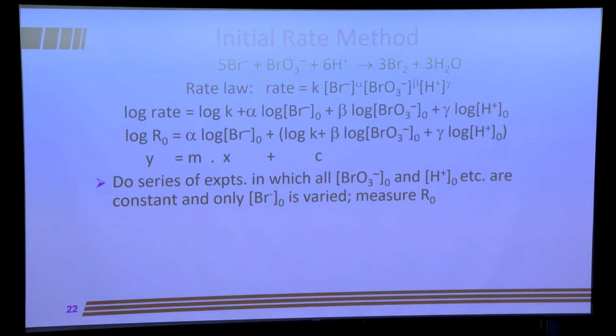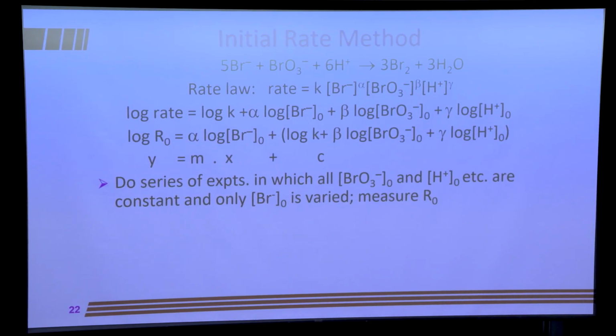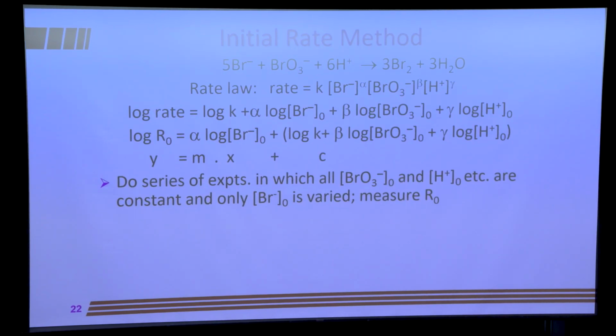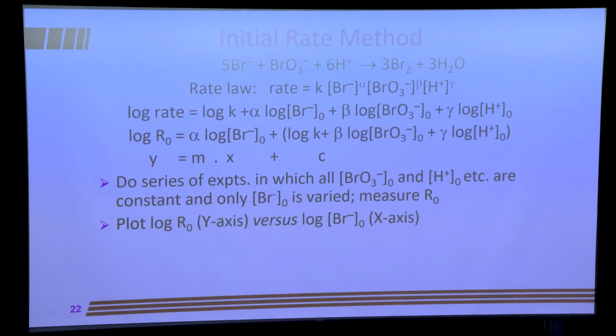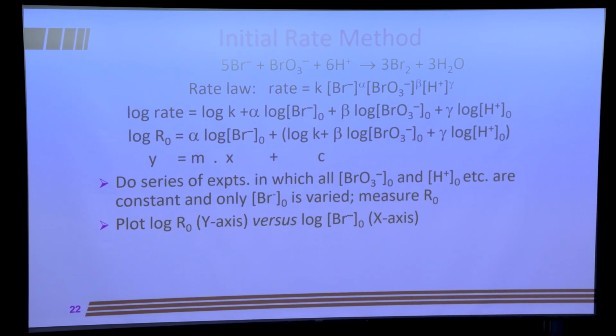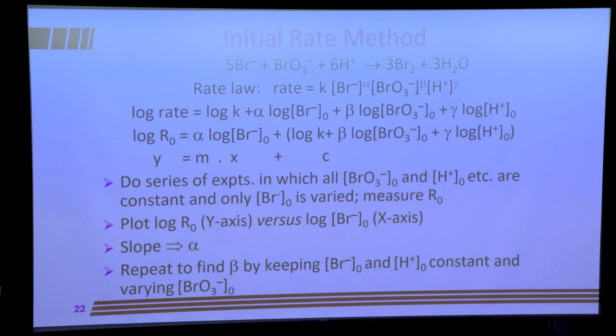Okay? And then we do a third series of experiments where we keep the initial concentration of Br minus and BrO3 minus constant. We vary the concentration of H plus, and we then measure the initial rate, and we then plot a graph of log of the initial rate versus log concentration of H plus. We'll get gamma. Okay? And then we can independently determine what alpha, beta, and gamma are. And this is the initial rate method. So you're taking the initial concentration of the species and you're determining the rate law based on that initial concentration. Okay? Is that all right with everybody?